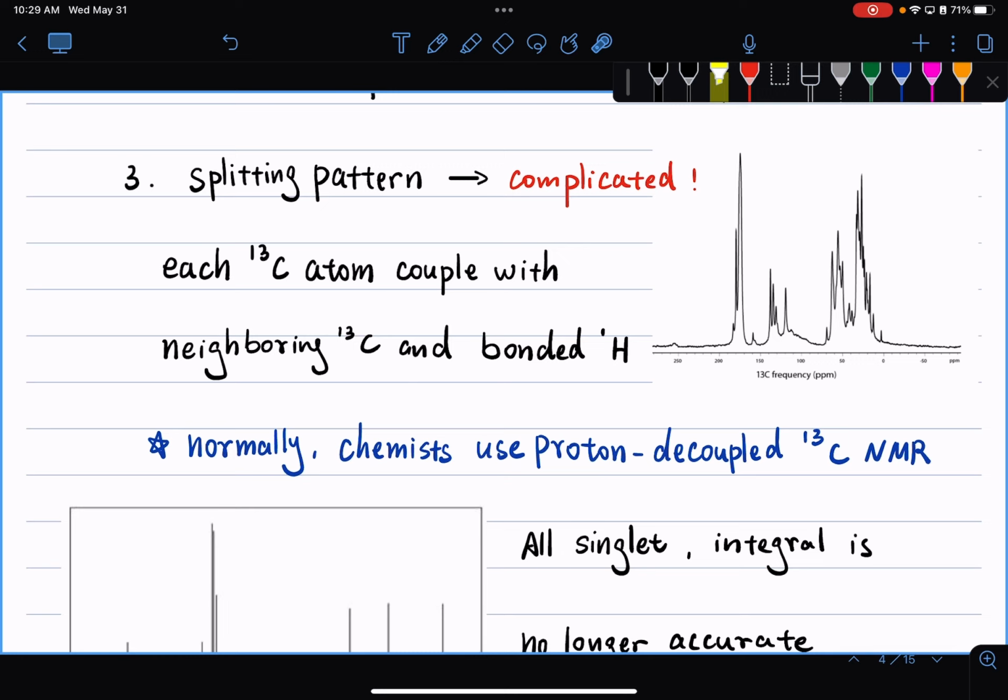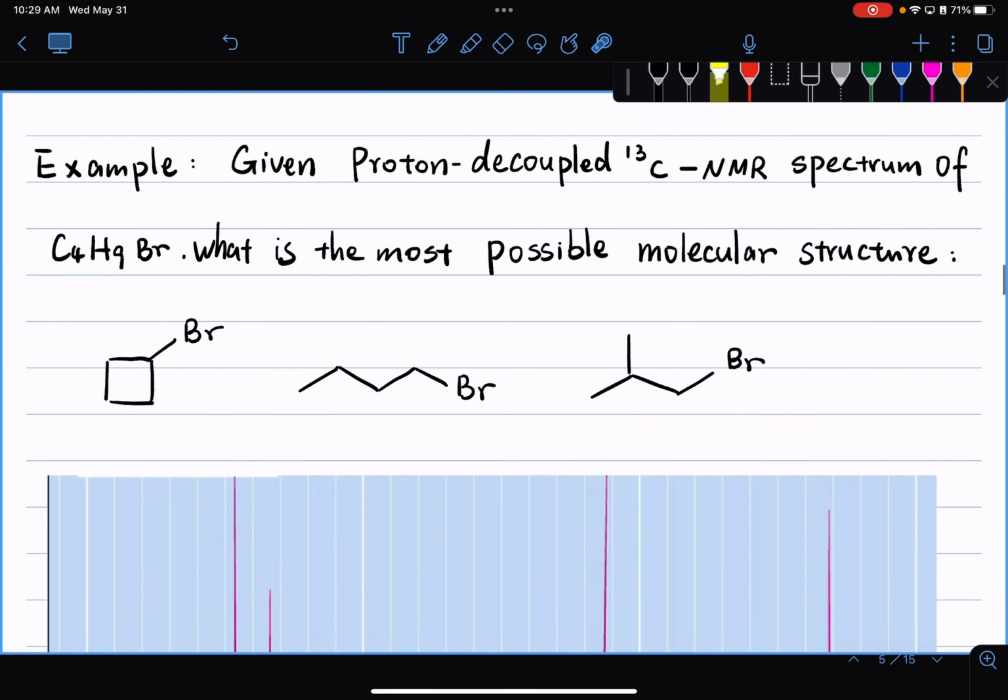All right, so let's look at some other example questions on carbon-13 NMR. This is a type of question where I give you the spectrum, some candidates of your molecule, and also the molecular structures of these candidate molecules. Can you identify the most possible molecular structure?